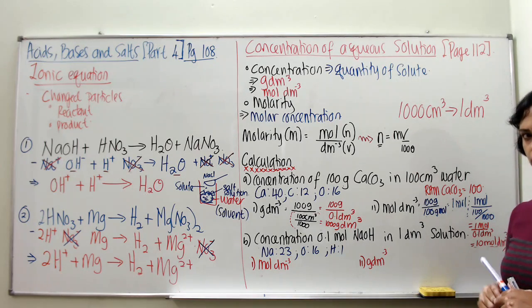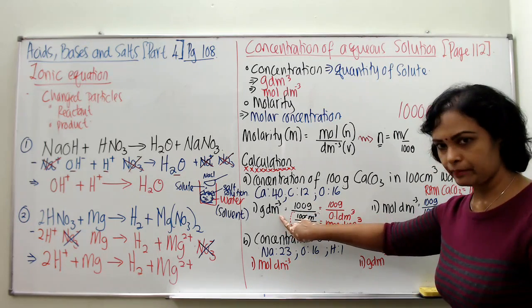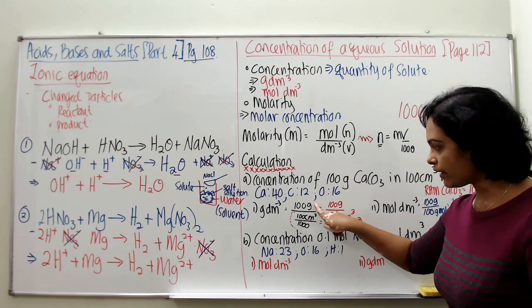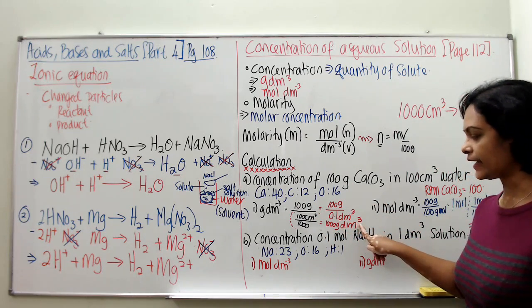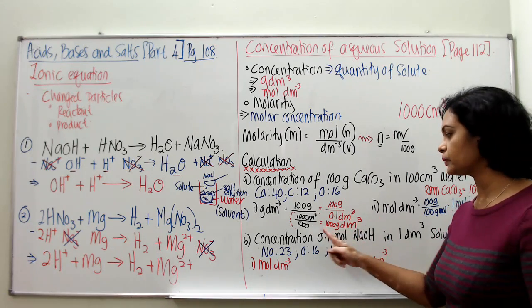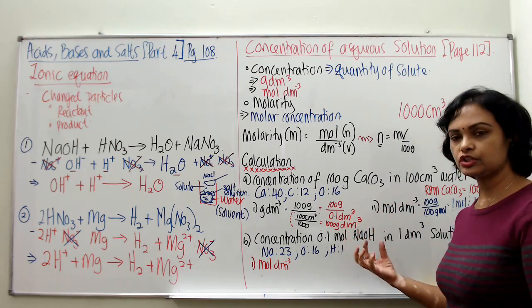So teacher repeats: when you're finding gram per dm cube, you already have the mass, and you just divide the mass by dm cube. In order for you to change it into dm cube, you have no choice but to divide by 1000. Okay, so I hope when you're watching this video, you will have a calculator with you.